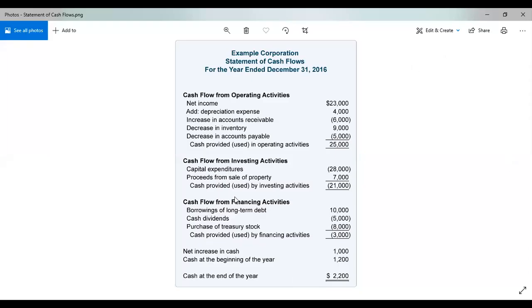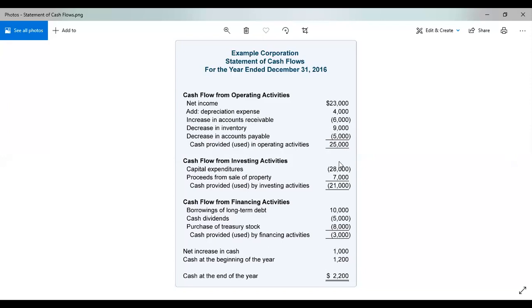Then on another occasion, for another item here, decrease in accounts payable, this is because we actually paid our accounts payable. That's why it decreased. So that is an outflow. That's why it is a minus. And we get the cash or net cash provided by, if that is positive, or used in operating activities.